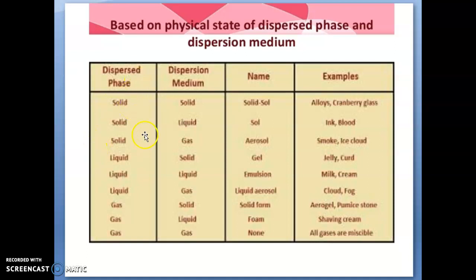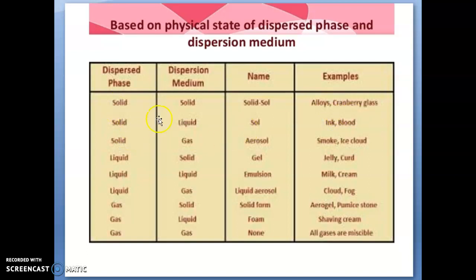So we have the dispersed phase, dispersion medium, then the colloidal system name and its example. When the dispersed phase is solid and the medium is solid, it is called a solid sol. Examples are alloy, cranberry glass, etc.